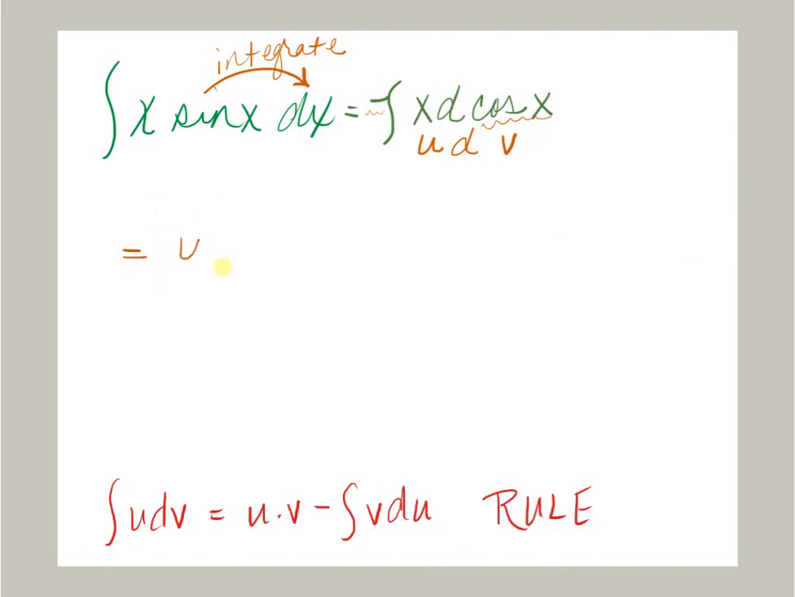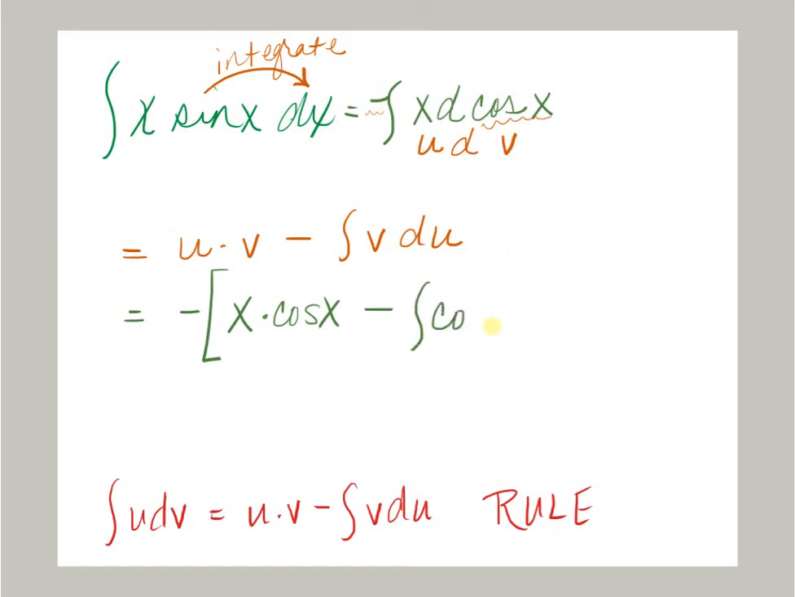So this should be equal to u times v minus the integral v du. Let's see what happens when we put this information back in. So this is negative u times v minus the integral of v du.